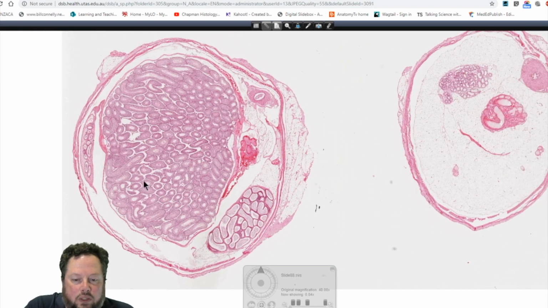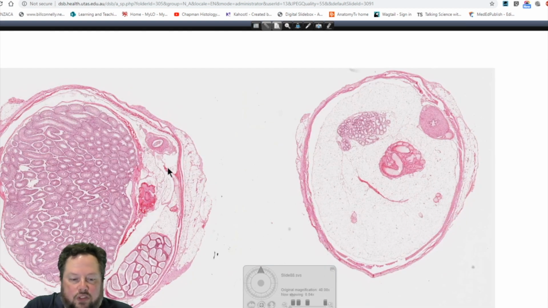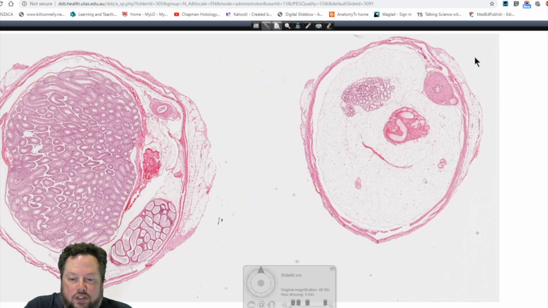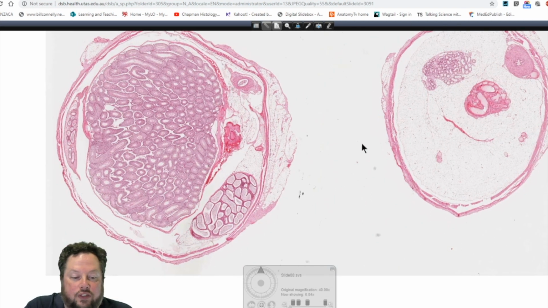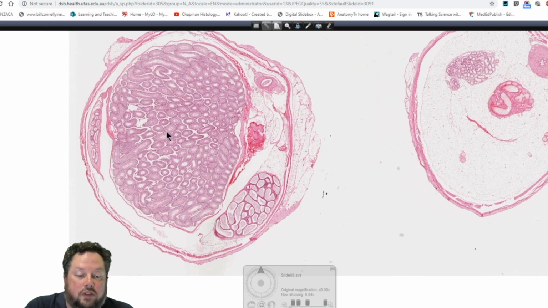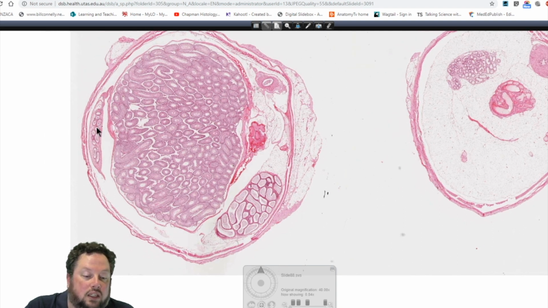So this is, again, a little bit of an unusual section. We've got 2 sections on this slide. One is the spermatic cord on the right hand side here, and this is the ductus deferens. Over here on the left, it's a little bit of a unique section. We've got the testis here, so we've got seminiferous tubules, we've got some of the epididymis here, and then we've got the tail end here.